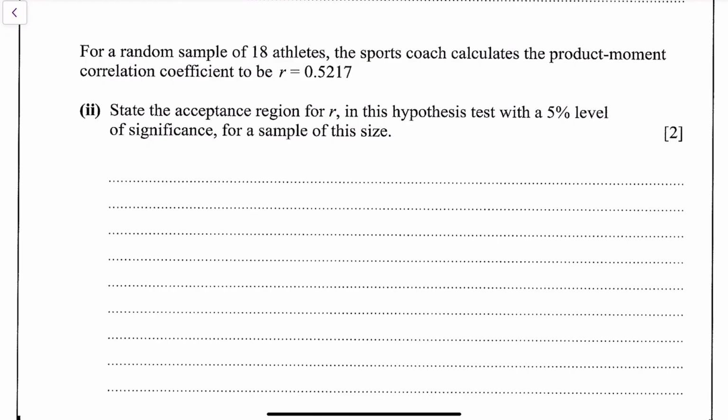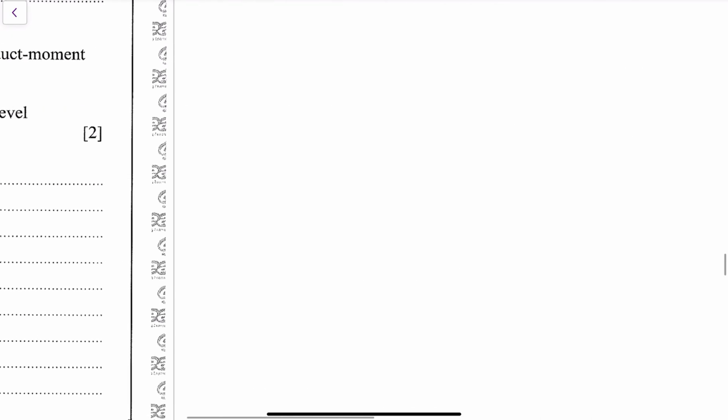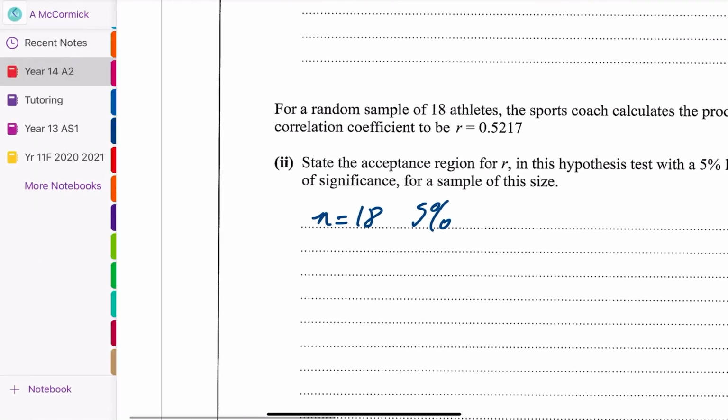Right, it says for a random sample of 18 athletes, the sports coach calculates the product moment correlation coefficient to be 0.5217. State the acceptance region for r in this hypothesis test with 5% level of significance for a sample of this size. Okay, right. Your n is equal to 18. It's 5%. Okay, right. We've got to go to our tables. Have I got my tables here? I don't. Great.